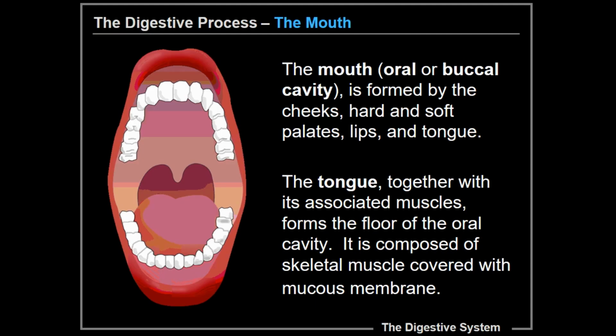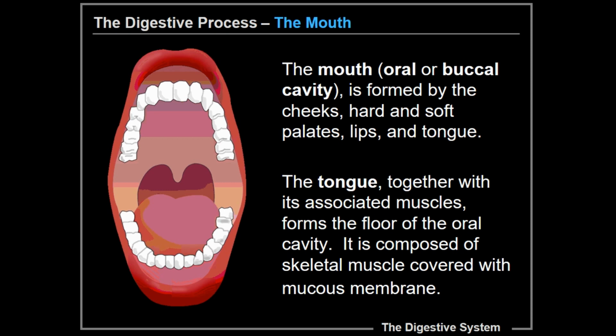All right, so the mouth, also known as the oral cavity or the buccal cavity, those are all three acceptable names for the mouth. The mouth is formed by the cheeks, the hard and soft palates, the lips, and the tongue.